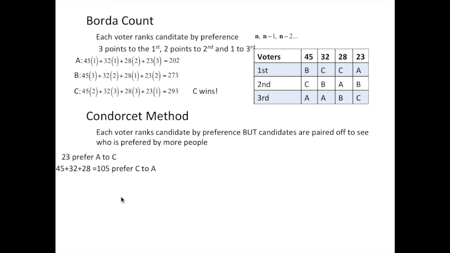Who wins? C. C wins between A and C. Between A and B, here B wins, here B wins, here A wins, and here A wins. So A wins twice. 28 people plus 23 people prefer A.